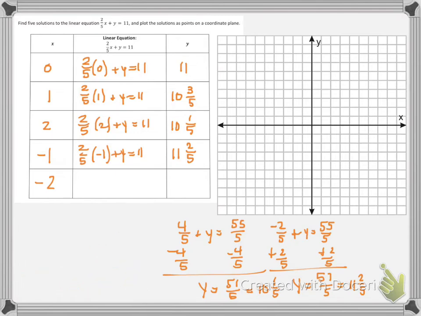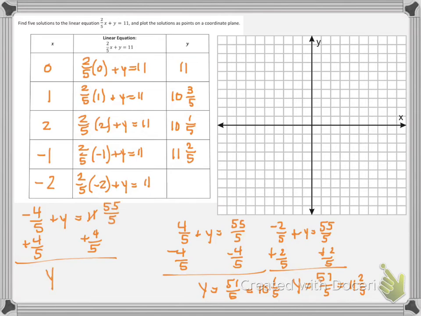If we had a negative 2, we would have 2/5 times negative 2 plus y equals 11. And that's negative 4/5, so negative 4/5 plus y equals 11. Add 4/5 to both sides. And, well, remember, this is 55/5. Almost forgot that. And then we get y equals 59/5. That's 11 and 4/5. So 11 and 4/5 is my last answer here.